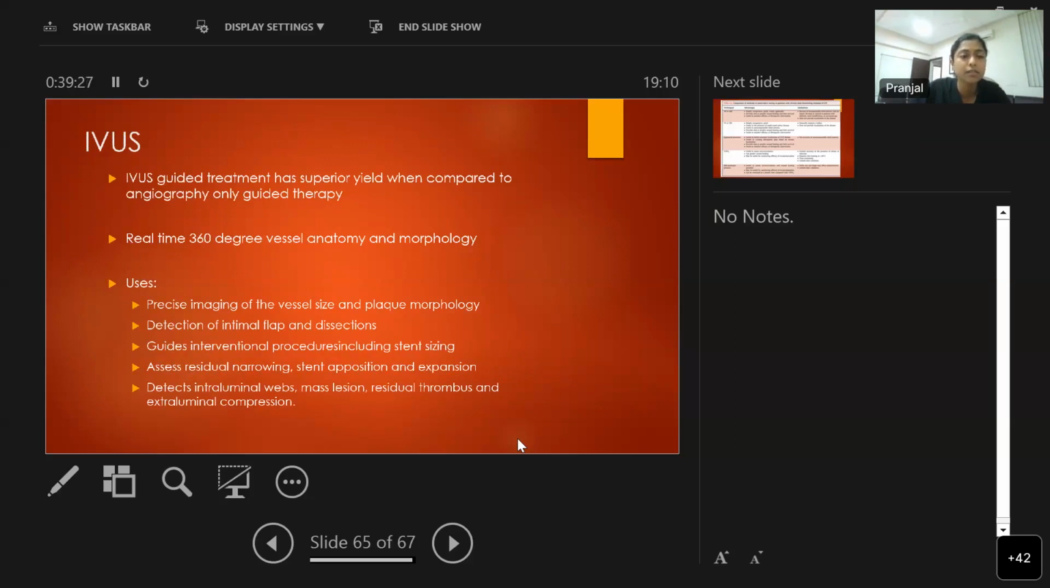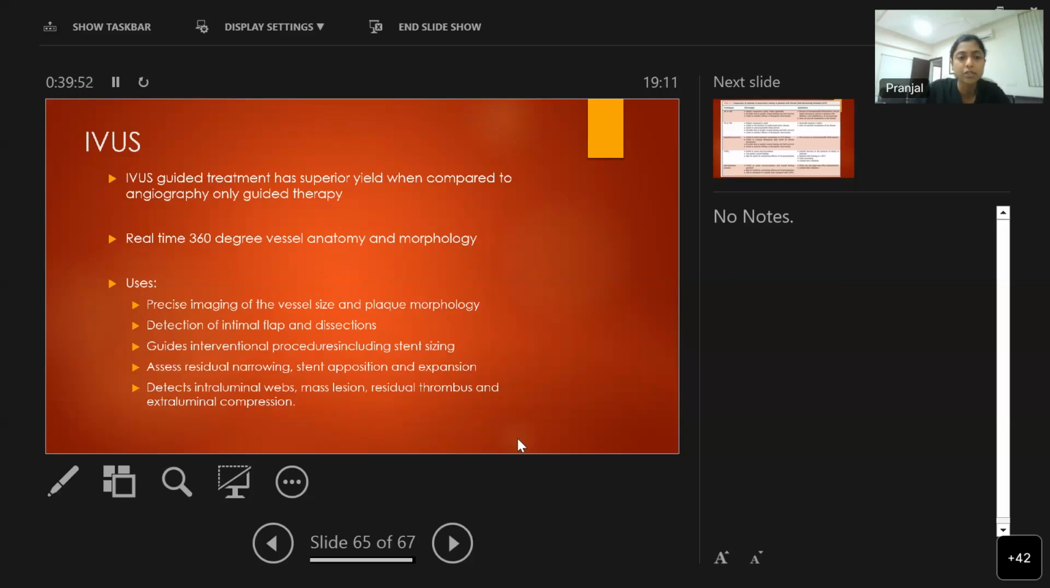IVUS is again one of the latest ultrasound imaging. IVUS is intravascular ultrasound guided treatment. IVUS guided treatment is considered to have a superior yield when compared to angiography only guided therapy. The real-time 360-degree vessel anatomy and morphology can be seen with an IVUS, and it is used in precise imaging of the vessel size and plaque morphology.